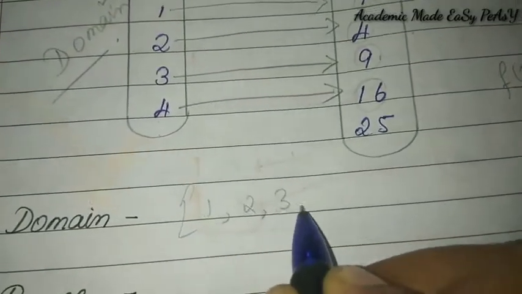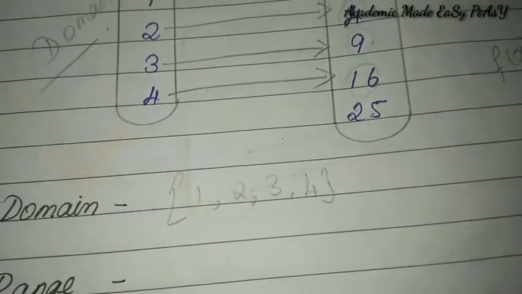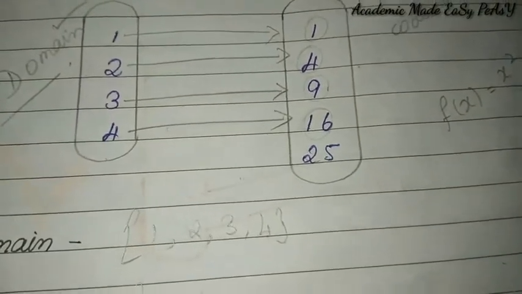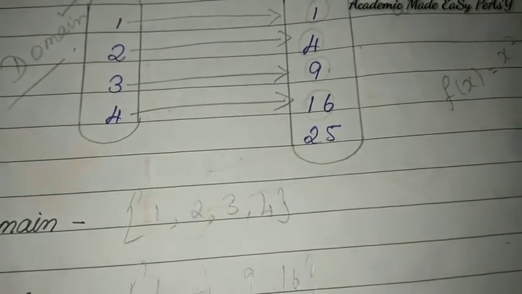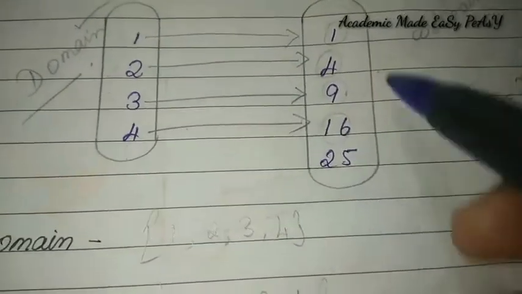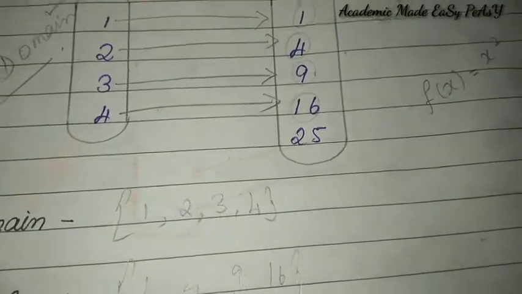Now we will write here what is the domain: 1, 2, 3 and 4. This is the domain. And what is the range? Range means the mapped elements. So what are mapped? 1, 4, 9 and 16. Now what is the codomain? Every element in set B is called the codomain. So 1, 4, 9, 16 and 25.